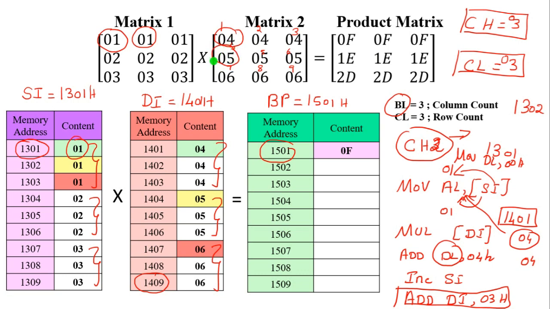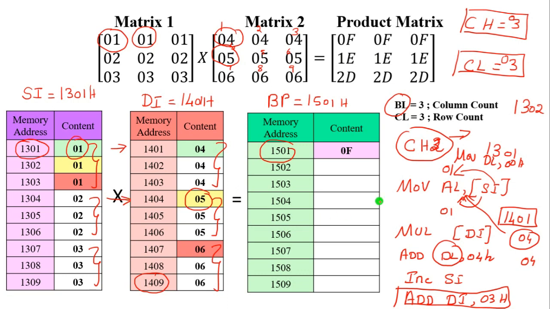Next, the second element of the first matrix is to be multiplied with this fourth element of the second matrix. That's why we are going to add DI comma 03, because of this 03, that is the value of DI's next pointer. The fourth element can be located in 1404. Initially the pointer value becomes 1401. Now we are going to add 3. That's why this pointer is moved to here. Okay, like that we are going to perform.